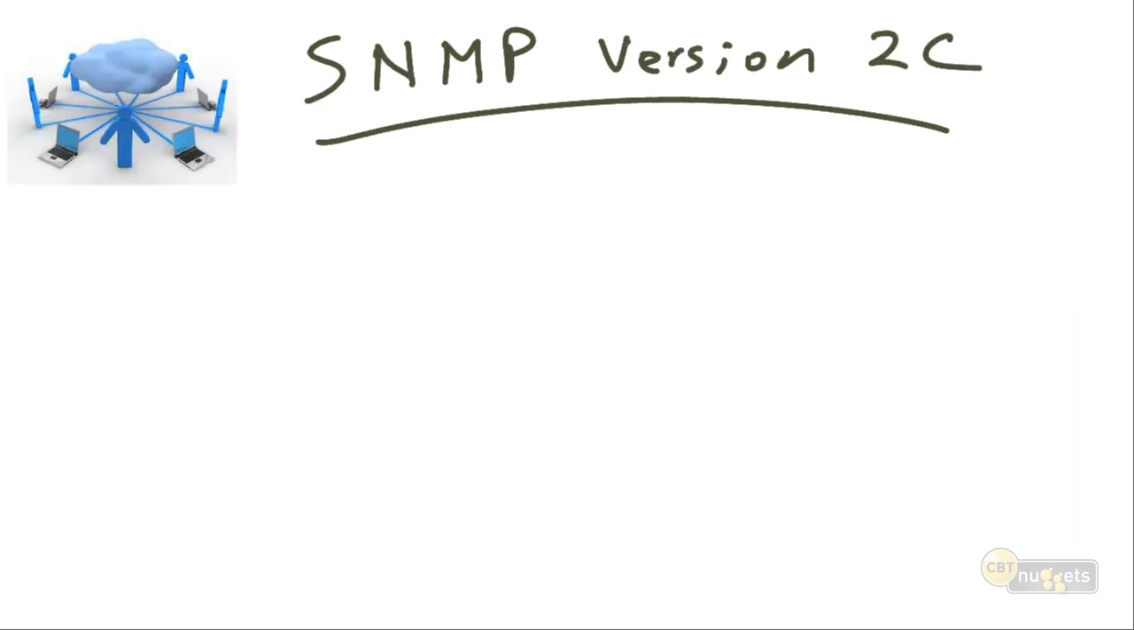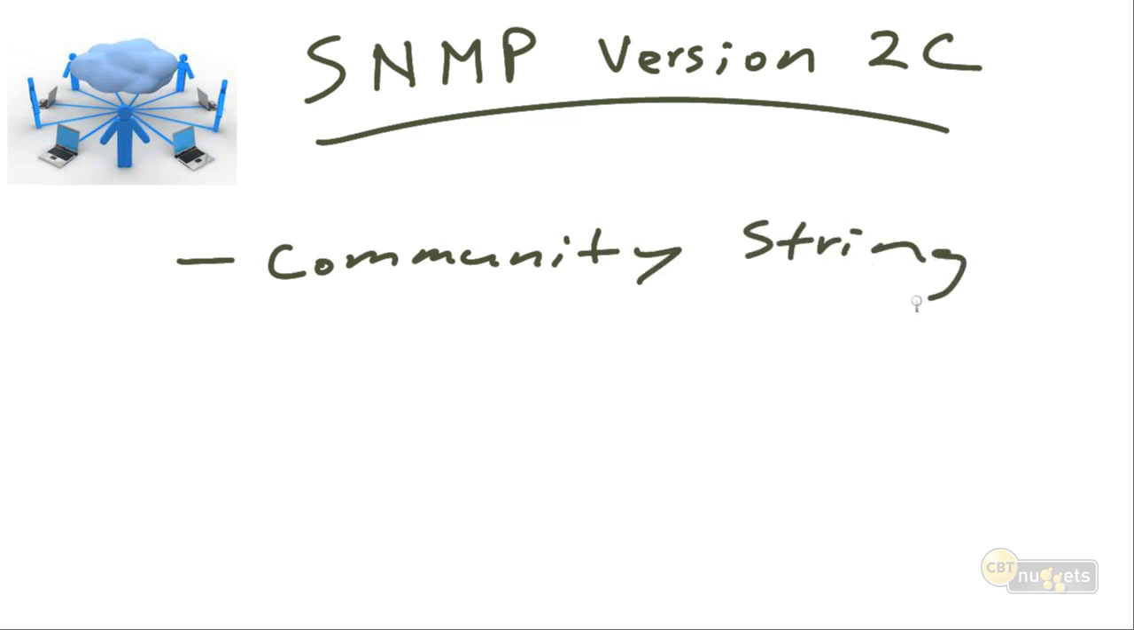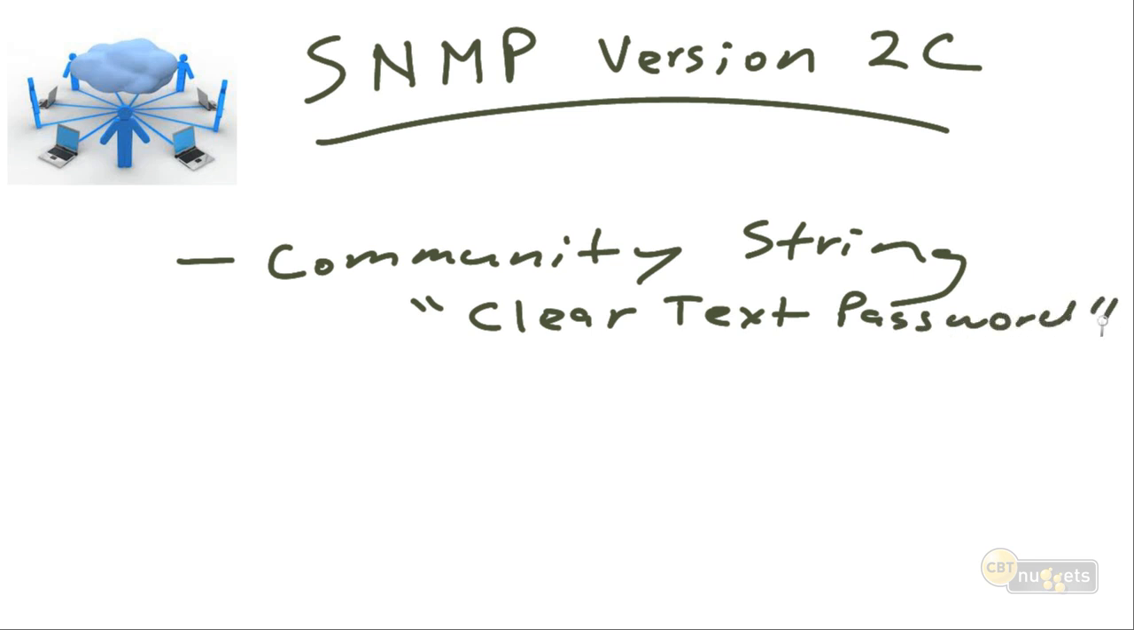Now, the next major version of Simple Network Management Protocol that came along was version 2C. And version 2C tried to introduce some security. They came up with the idea of a community string in order to protect the SNMP protocol. But this was a failure from a security perspective. Why? Because the community string is nothing more than a clear text password. Yes, this is so pathetic from a security perspective that people joke, or at least joked, that Simple Network Management Protocol stood for security, not my problem.